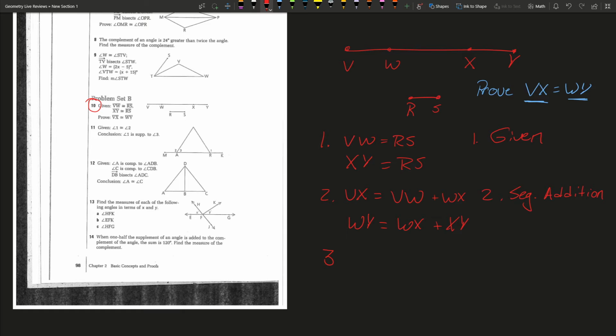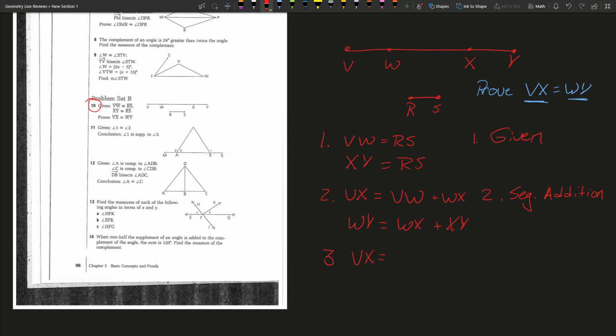Now, because Vw is equal to Rs, and Xy is equal to Rs, we can do a little bit of substitution. Alright, so I'm going to rewrite Vx. I do it just so I can talk about it with you all. It's not a bad habit to get into.